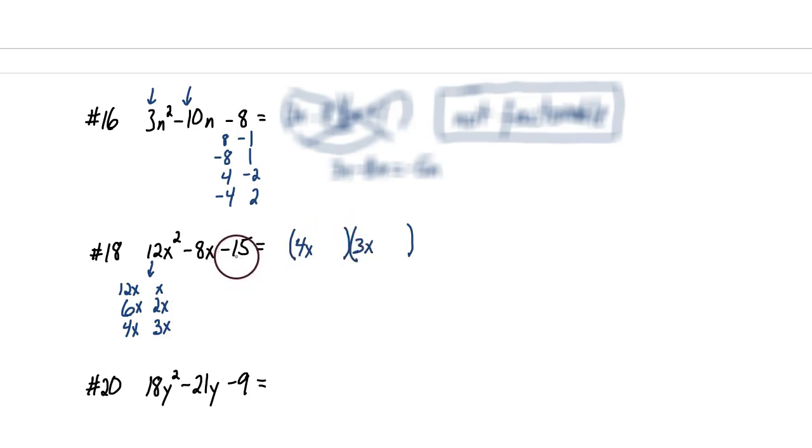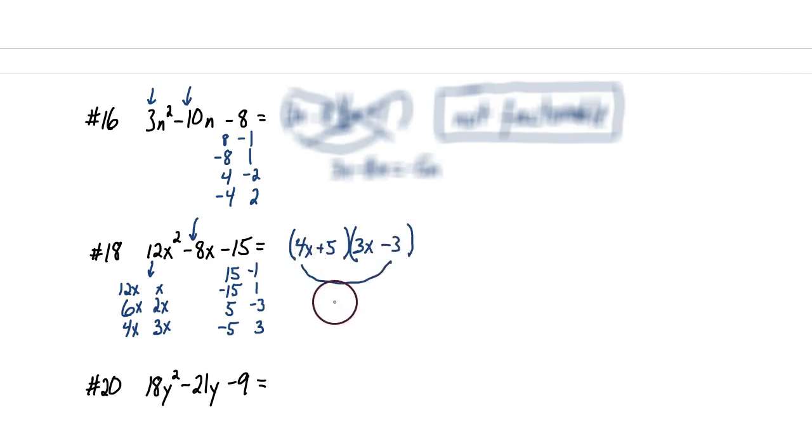Now we need a pair of numbers that multiply to negative 15. Again, we have choices. 15 times negative 1. Negative 15 times positive 1. 5 times negative 3. And negative 5 times positive 3. Let's choose one of these pairs of numbers and fill it in. Then we're going to figure out the outer and inner products to see if we can get them to combine to negative 8x. I'm going to choose positive 5 with the negative 3.